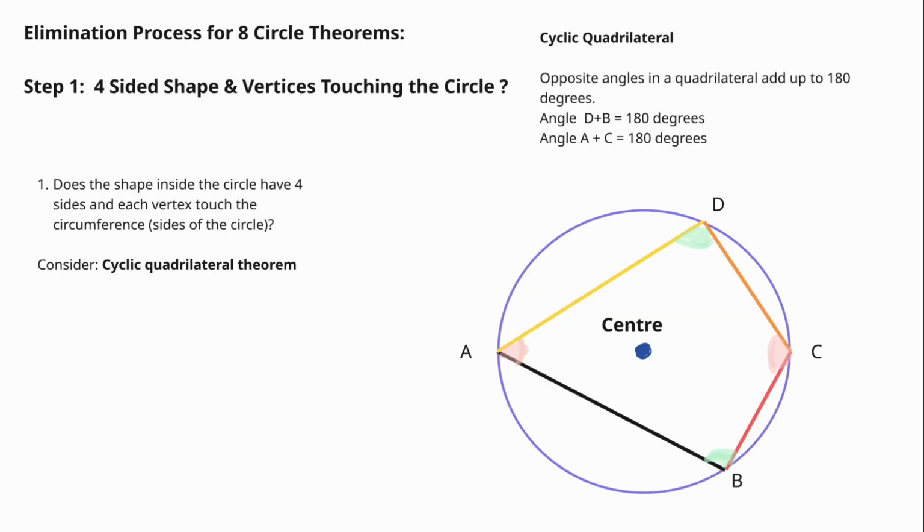Step 1 is to eliminate whether you can use the cyclic quadrilateral theorem. Here you have to ask yourself, does the shape inside the circle have 4 sides, i.e. a quadrilateral, with each vertice actually touching the circumference of the circle? Also note that none of the lines pass through the center of the circle. And in this theorem, the opposite angles of the quadrilateral add up to 180 degrees. So in our example, angles D plus B add up to 180 degrees, and angles A plus C also add up to 180 degrees.